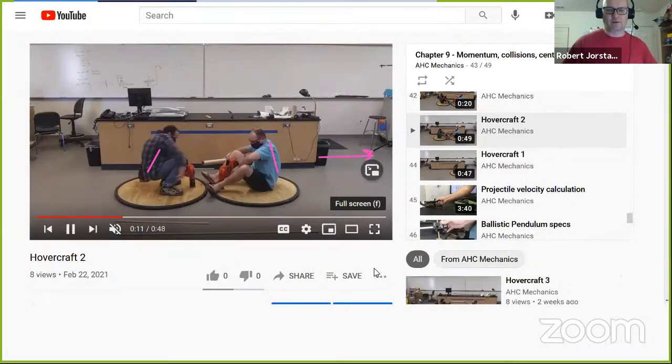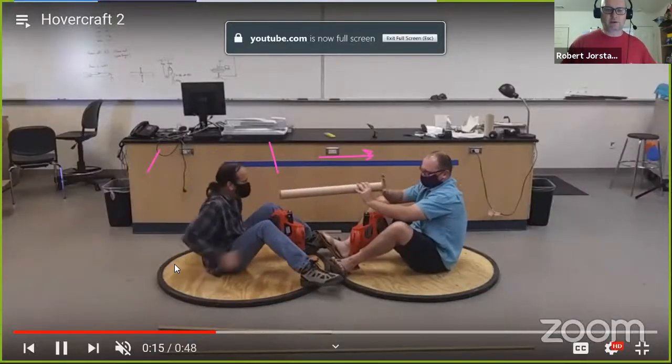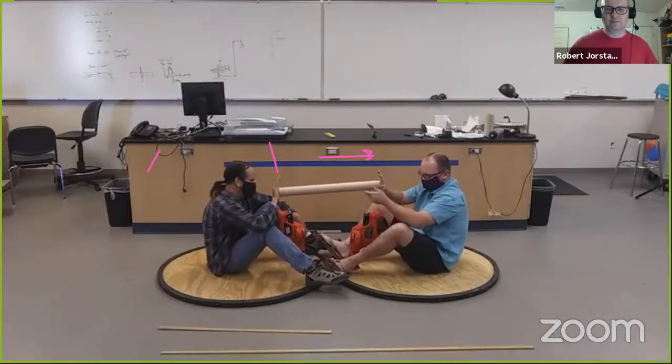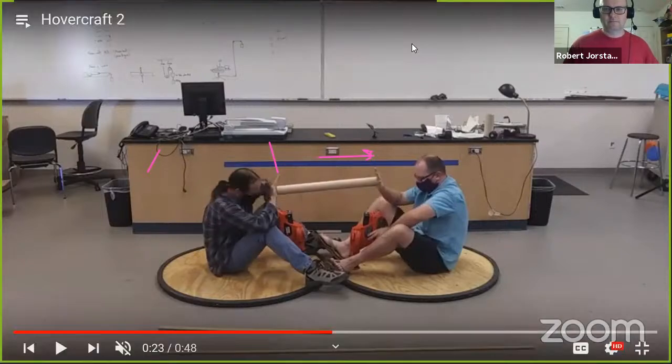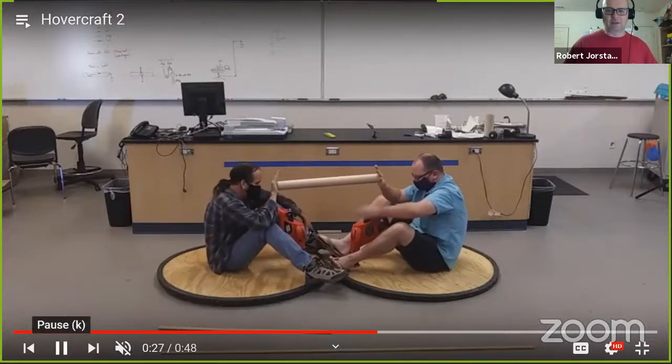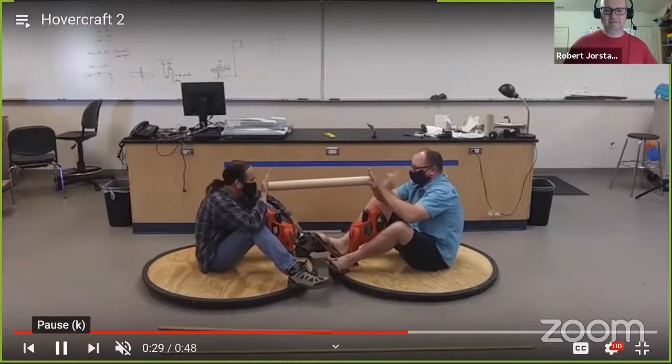Let's get full screen for all this horrible glory. What we're going to do is push as hard as we can on this cardboard tube. And so we should see the recoil. Hold on. Okay, let me get my annotations off here. It's driving me crazy. Sorry about that. So we're going to turn on the leaf blowers, push as hard as we can, and let's see what happens. There we go. Hard as we can.